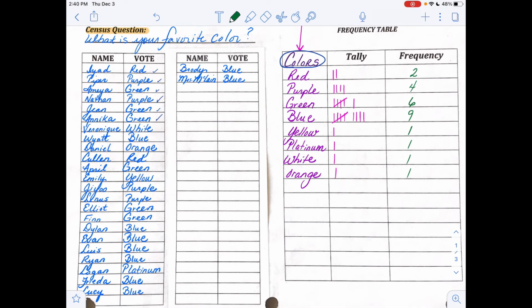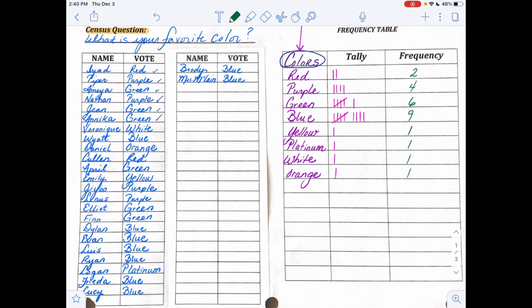So now if I said, how many people voted for green? Instantly, you know the number 6. Oh, what was the most popular color? Blue. What was the least popular color? Yellow, platinum, white, and orange. Which one was people's second favorite? Green. Do you see how fast you can get those answers? Because of that organization in that group frequency table.